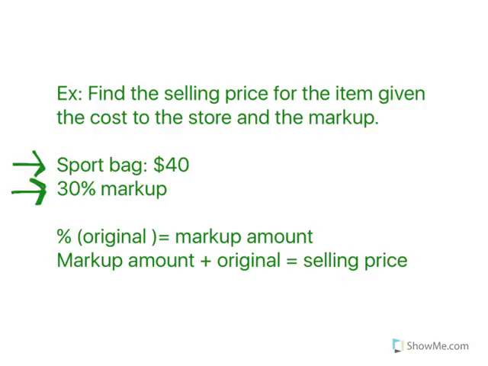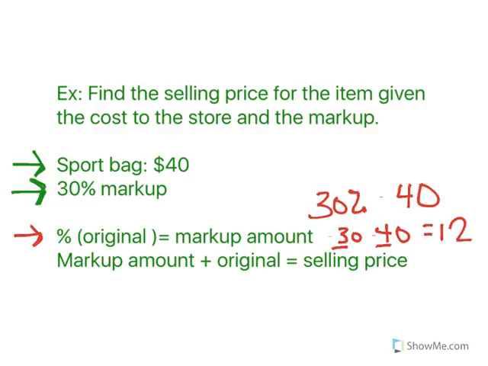So what we're going to do is first take our percent and multiply it by the original price to the store. So I'm going to take my 30%, and then I'm going to times that by my $40 sport bag. And if you remember the trick, you can either type in your calculator 0.30 times 40, or remember the trick, 3 times 4 equals 12. So from there, we're going to find that the store is marking up this sport bag by $12.